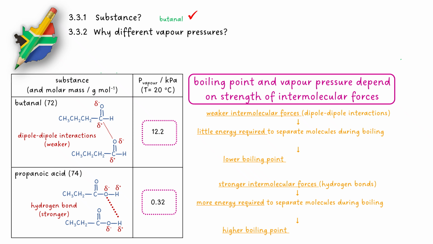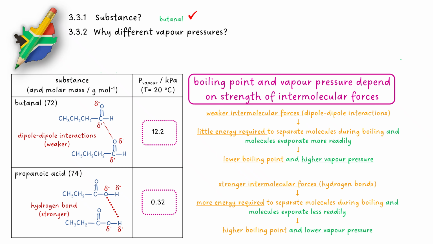Then we can see that the vapor pressure of propanoic acid is much lower than that of butanol, and we need to explain this. We have already seen that the strongest intermolecular forces in the aldehyde are dipole-dipole forces, which are relatively weak, while propanoic acid has strong hydrogen bonds. We also said more energy is required to overcome the forces between propanoic acid molecules. As a result, propanoic acid evaporates less readily and has a lower vapor pressure than butanol, which evaporates more readily.